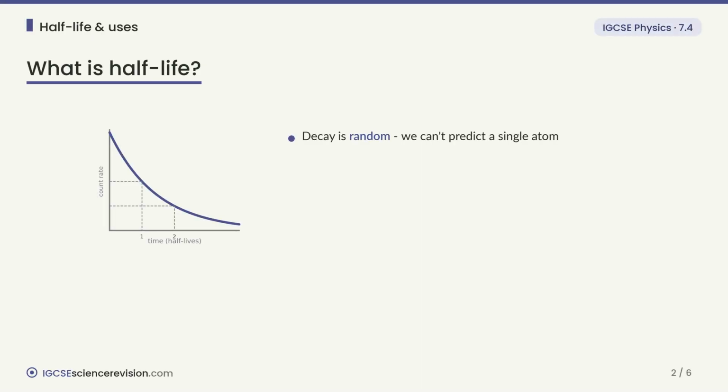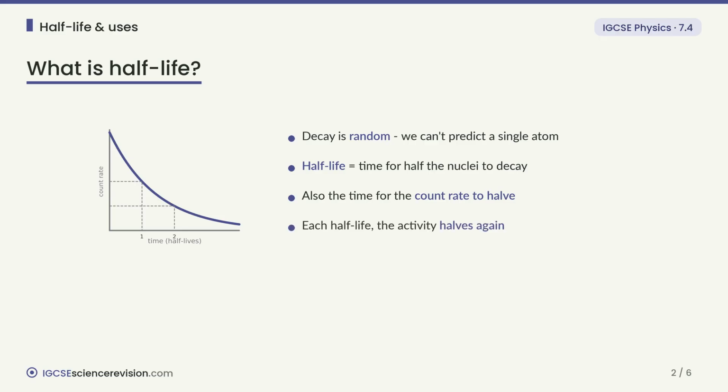Radioactive decay is completely random. We can never say when one particular nucleus will decay. But with huge numbers of atoms, a clear pattern appears. The half-life is the time it takes for half of the radioactive nuclei in a sample to decay. Because fewer nuclei means fewer decays per second, it's also the time for the measured count rate, or activity, to halve. And it keeps going. After one half-life, you have a half left, after two a quarter, after three an eighth, as this curve shows.